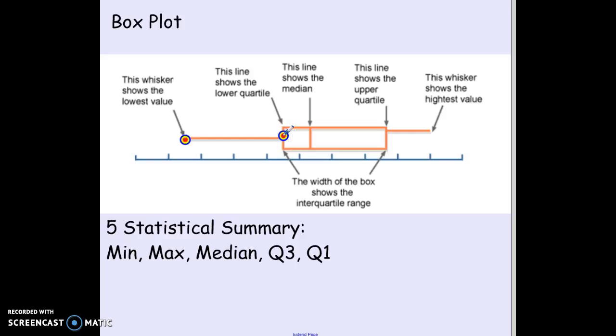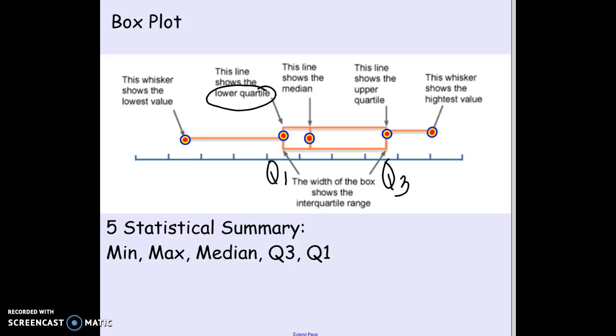Q1, sorry, my bad, quartile 1, also known as the lower quartile. Then we have the median, which is the middle. Then we have the upper quartile, which is Q3. And then finally, the last value is the maximum. That's called your 5 number summary. Each of those values technically represents 25% of your data.